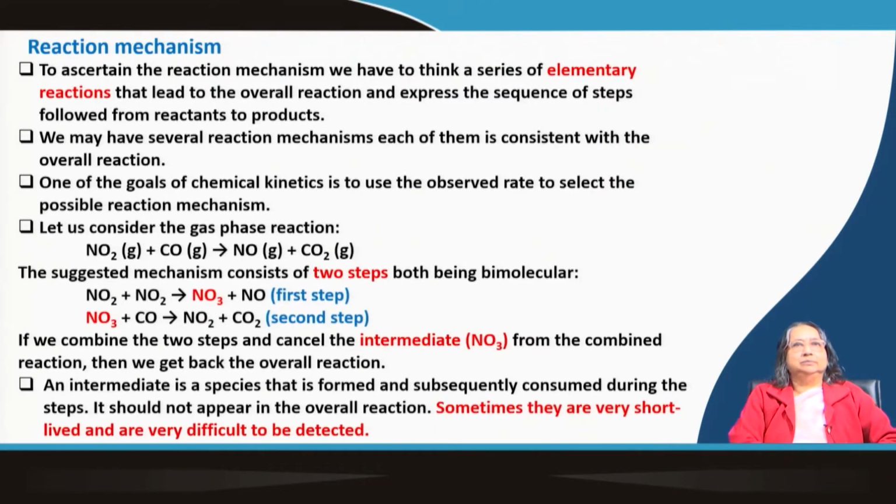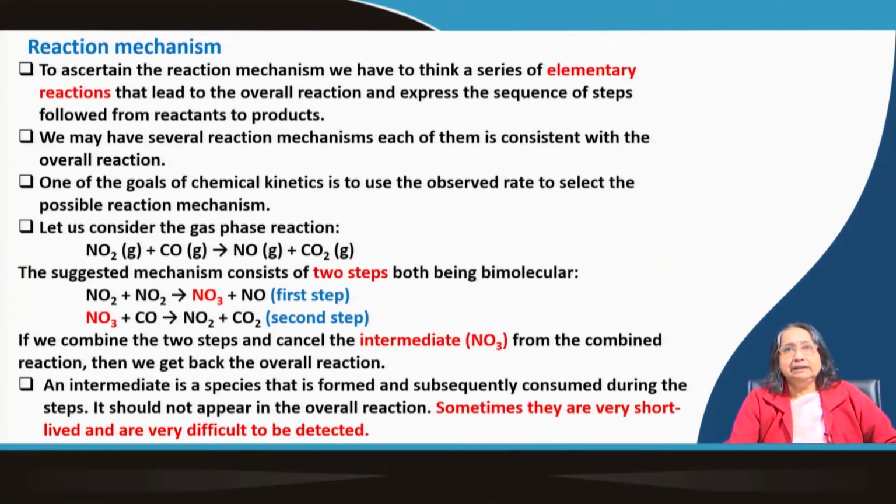Now, reaction mechanism. I told you that the reaction mechanism is very important to know. It is also under the scope of chemical kinetics. To ascertain the reaction mechanism, what we have to know, I already discussed in the previous lecture, is the elementary reactions. We have to propose or write a series of elementary reactions, because most of the reactions do not occur in a single step.